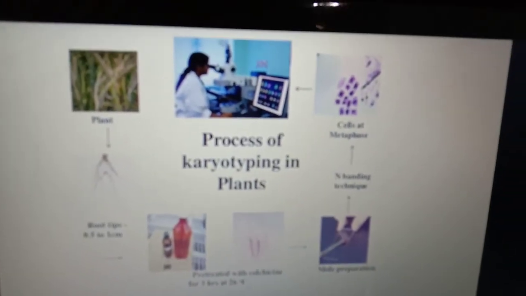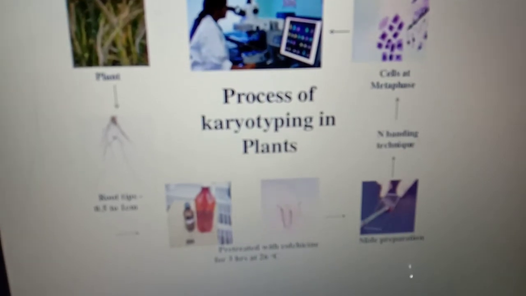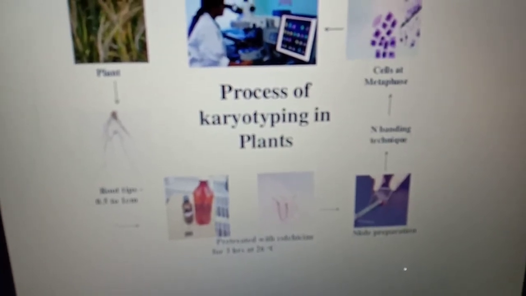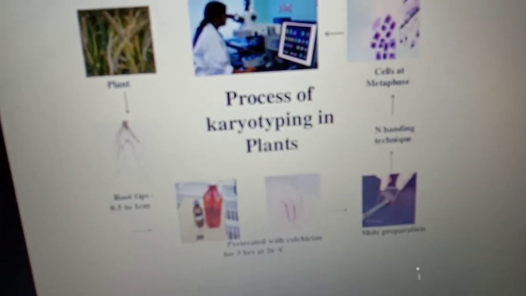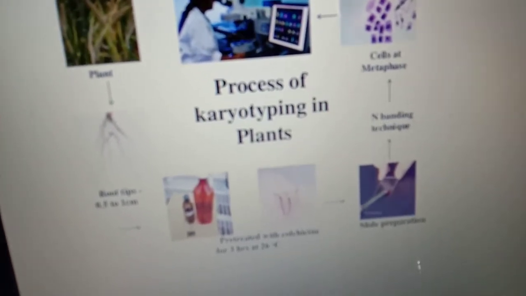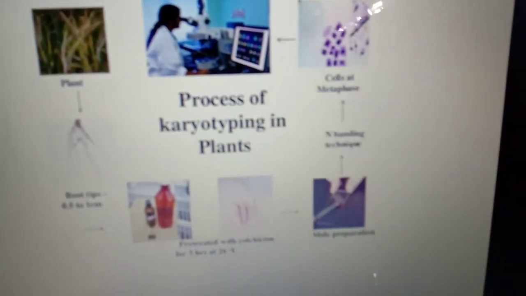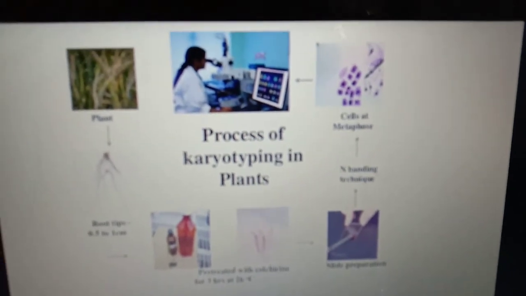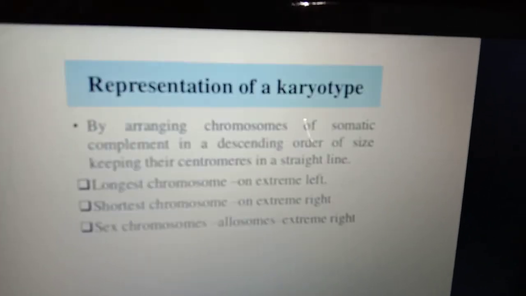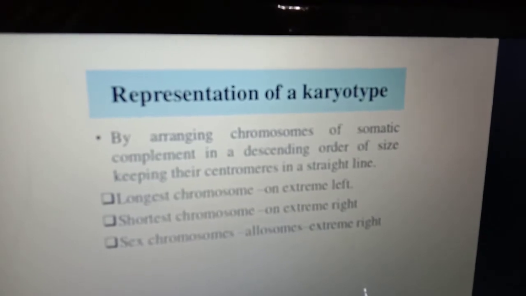In plants also karyotyping takes place. How? Now we will see. Take a plant root tip of about 1 centimeter. After that, treat with colchicine for 3 hours at 26 degrees Celsius. After that, slide preparation takes place. Then with the banding technique, we get the cell at metaphase, and after that karyotyping takes place.